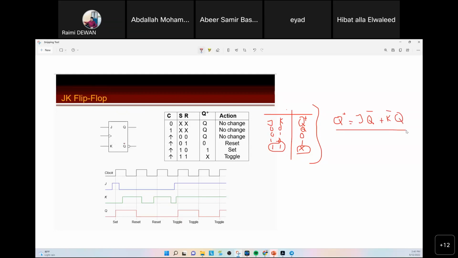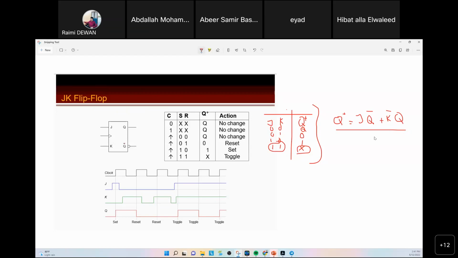The excitation table shows the minimum input necessary, meaning not all possible combinations of input, but the minimum input that is necessary to generate a particular next state. So the excitation table is different. You don't put everything. It shows the minimum input necessary for us to generate a particular next state. So you don't put all of them.